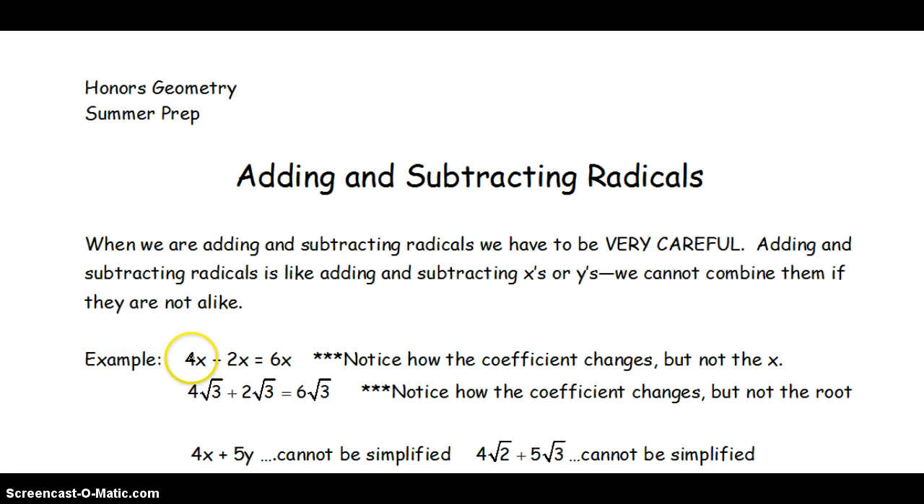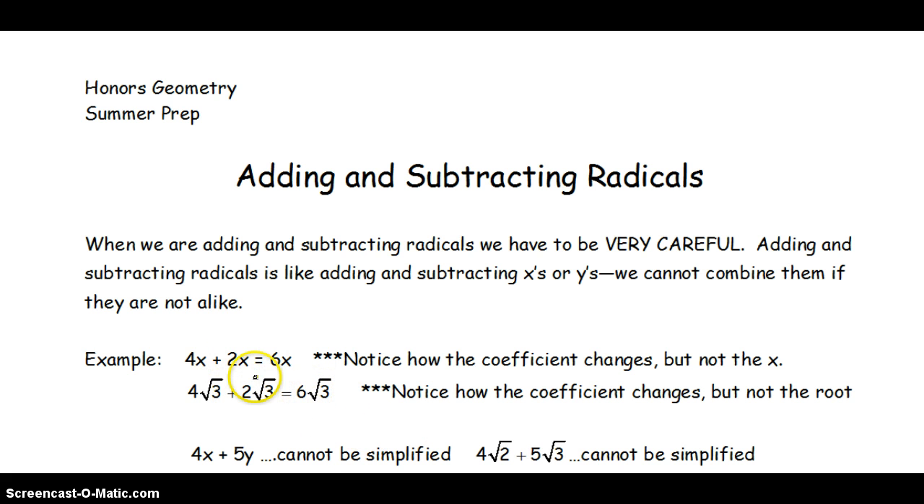For example, 4x plus 2x equals 6x. If you notice, the 4 and the 2 get combined to be 6, but the x doesn't change at all. When you combine 4 root 3 plus 2 root 3, same thing. They both have a root 3, so you combine the 4 and the 2, you get 6 root 3.